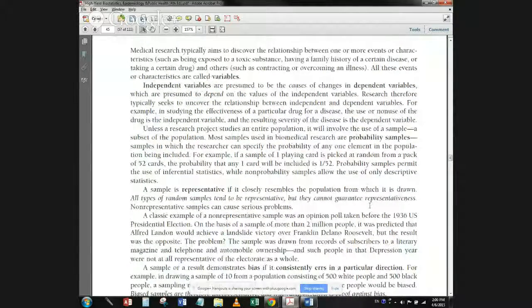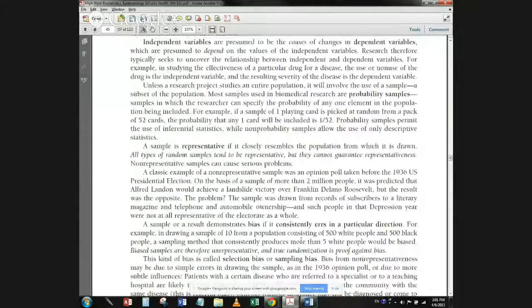A classic example of a non representative sample was an opinion poll taken before the 1936 US presidential election. On the basis of a sample of more than 2 million people, it was predicted that Alfred Landon would achieve a landslide victory over Franklin Delano Roosevelt. But the result was the opposite. The problem? The sample was drawn from records of subscribers to a literary magazine and telephone and automobile ownership. And such people in that Depression year were not at all representative of the electorate as a whole.